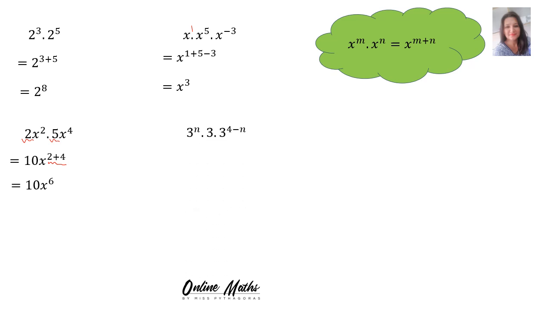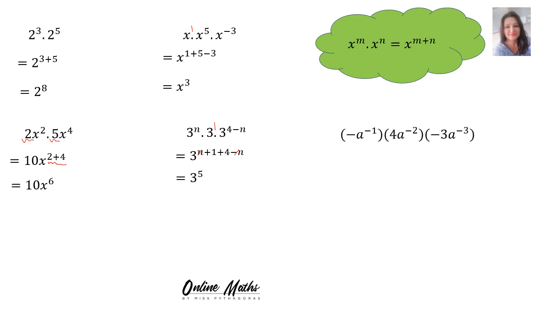On this next example, this middle 3 has no exponent, so then there's an invisible 1. Again, bases are the same, we multiply, therefore we add exponents. So it becomes 3 to the n plus 1 plus 4 minus n. And then n minus n is nothing, 1 plus 4 is 5. So the final answer, 3 to the 5.